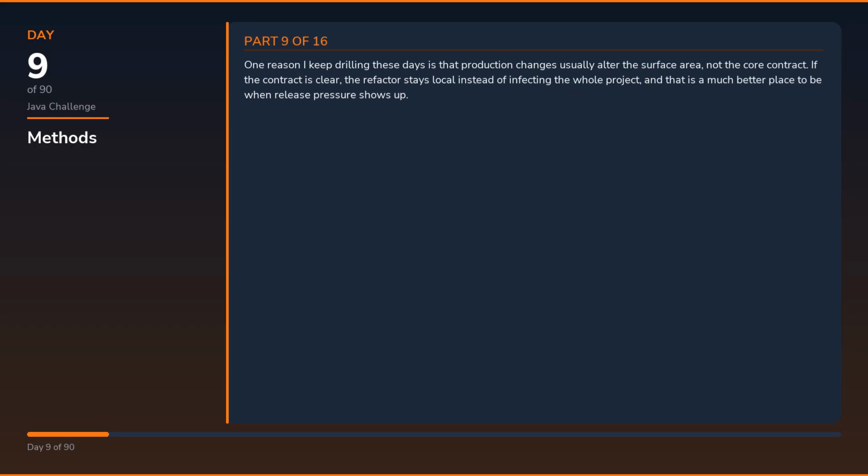One reason I keep drilling these days is that production changes usually alter the surface area, not the core contract. If the contract is clear, the refactor stays local instead of infecting the whole project, and that is a much better place to be when release pressure shows up.